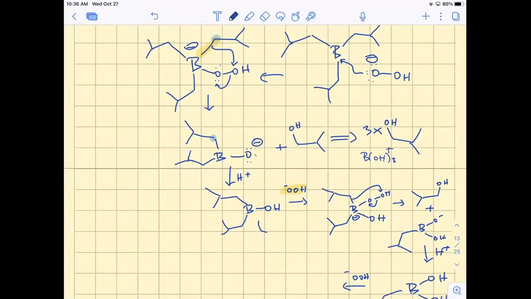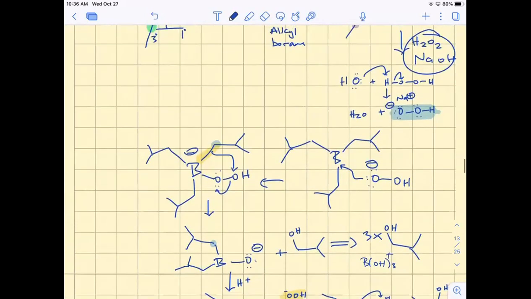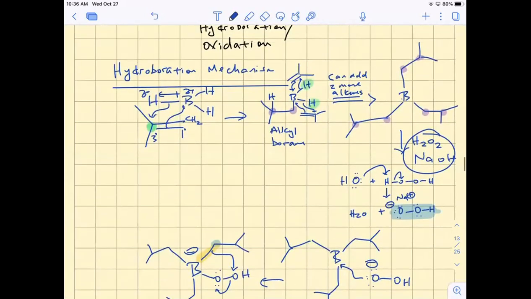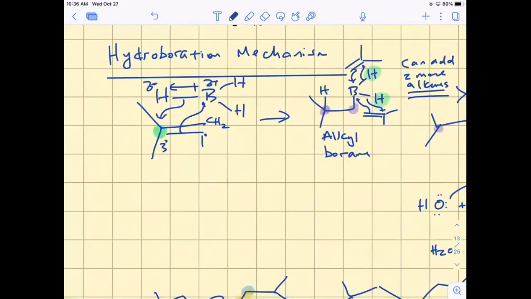And it explains why it's anti-Markovnikov. It's the very first step where the anti-Markovnikov regiochemistry comes from, because the boron ends up on the least substituted carbon. And it's the boron that gets swapped out with oxygen in the mechanism.